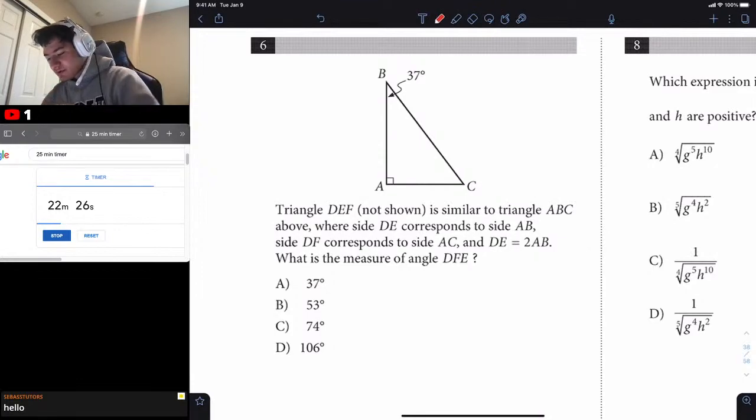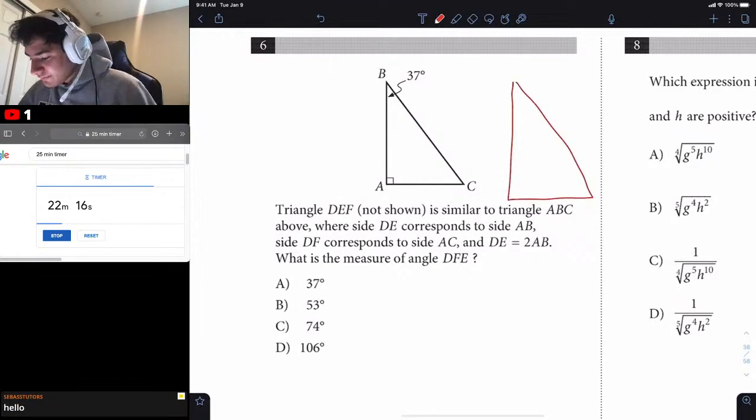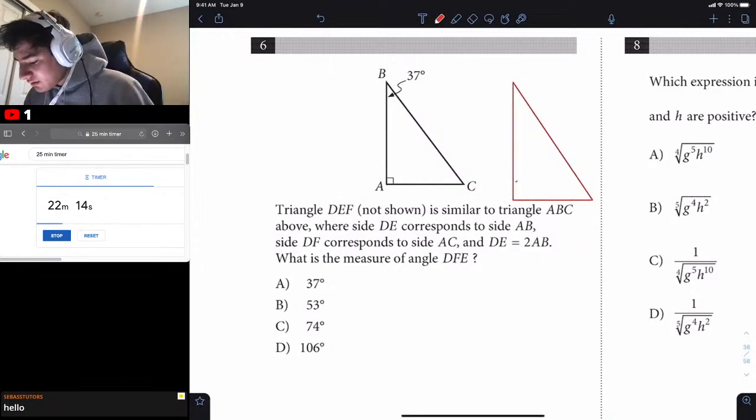Triangle DEF, not shown, is similar to triangle ABC above, where side DE corresponds to side AB, where DF corresponds to side AC. Okay. What is the measure of angle DFE? Okay. Let's draw a triangle. The other triangle here. It'll look something like that. 90-degree angle. This is a 37-degree angle. This doesn't matter. So let's see. That's ABC and then DEF.